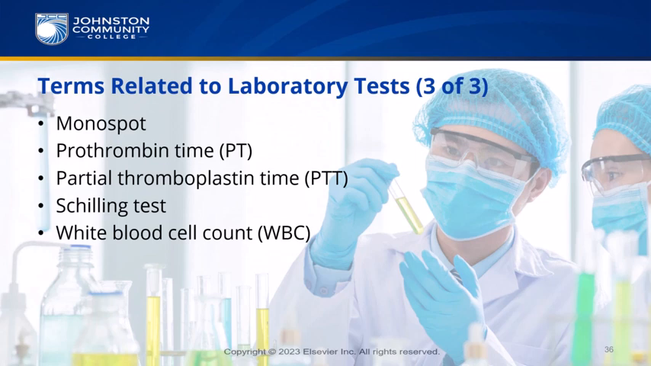Partial thromboplastin time is a test of blood plasma to detect coagulation defects of the intrinsic system. It is used to detect hemophilias. A Schilling's test is a nuclear medicine test to diagnose pernicious anemia and other metabolic disorders. A white blood cell count is the measure of the number of leukocytes in the blood.